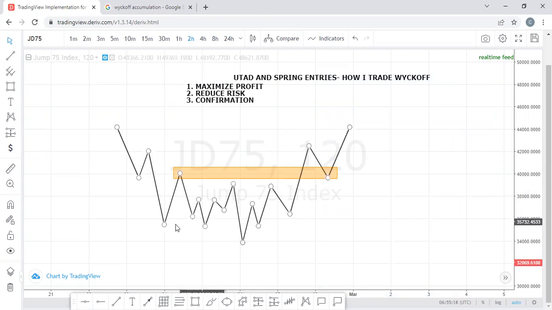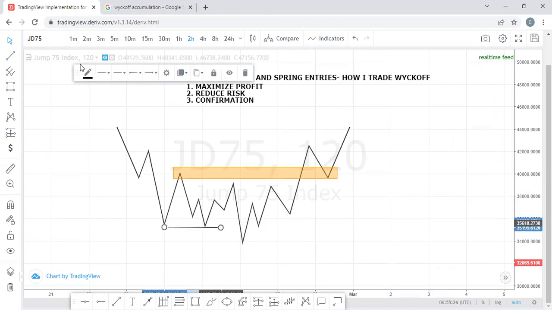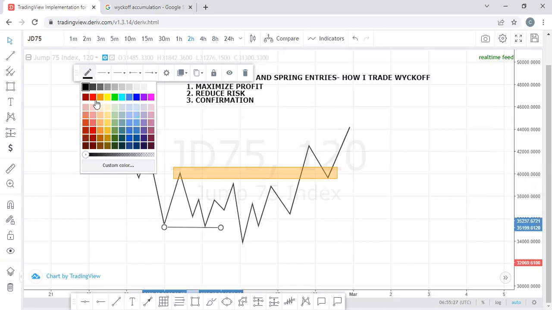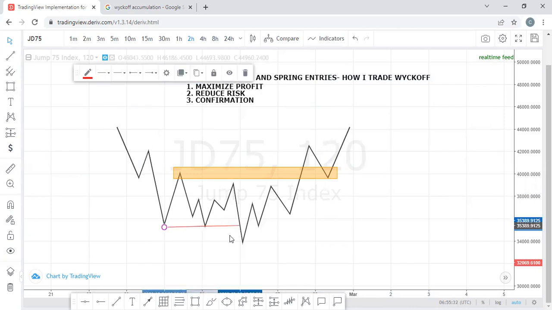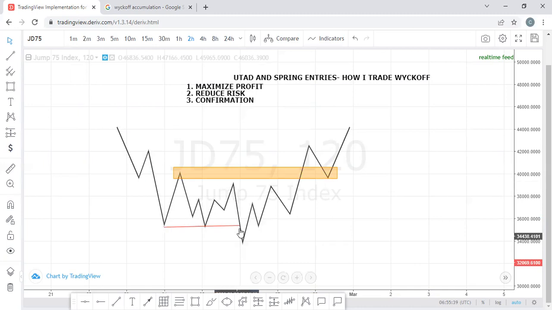So how do I make my entry at the spring? Firstly, I want to see the market forming some kind of equal low, and you're seeing a low being formed there. I want to see the market give us that strong to weak hands transfer. I want to see the market take out a low, right? Take out this low and spring.